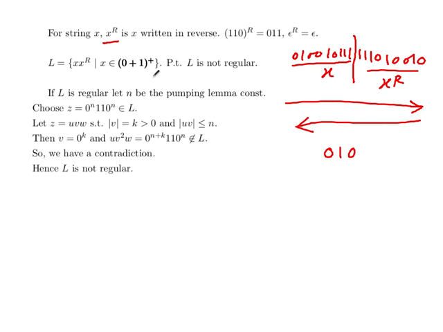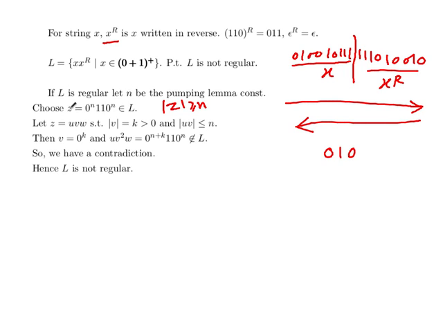Again we will use the pumping lemma. The first line is: if L is regular, let n be the pumping lemma constant. Then we pick some z which is in L and which has length at least n. We pick our z to be 0 to the n, 1 1, 0 to the n, and this is obviously in L. Here 0 to the n is x, and 1 0 to the n is x reverse.